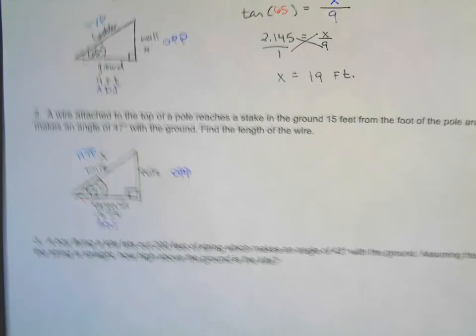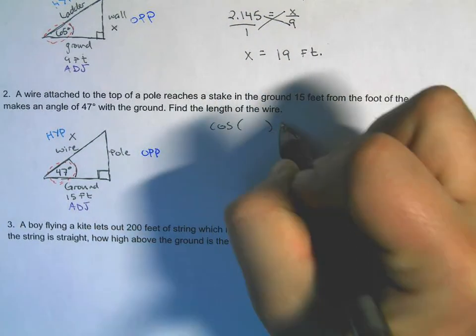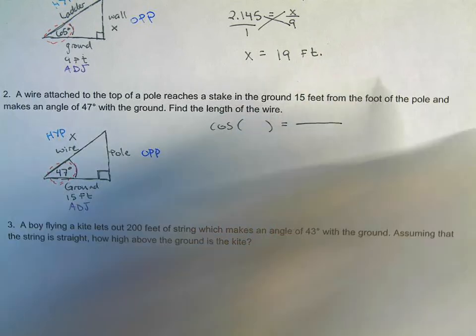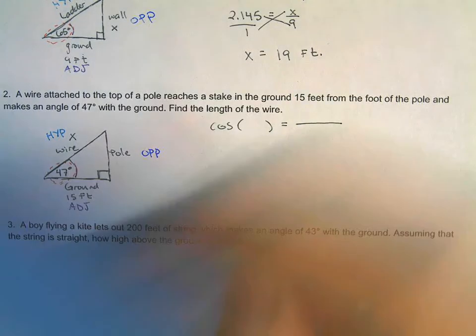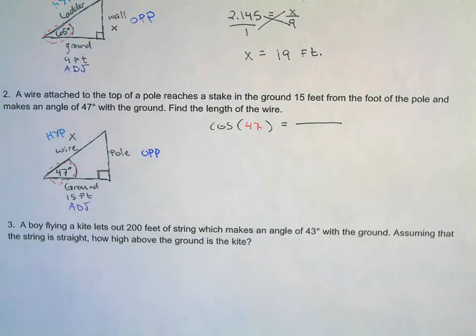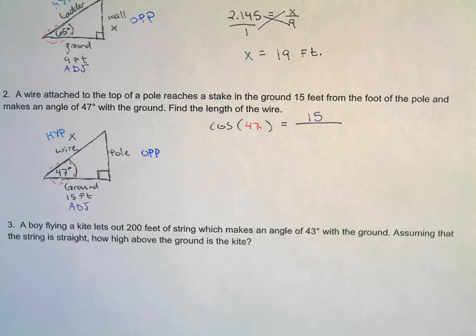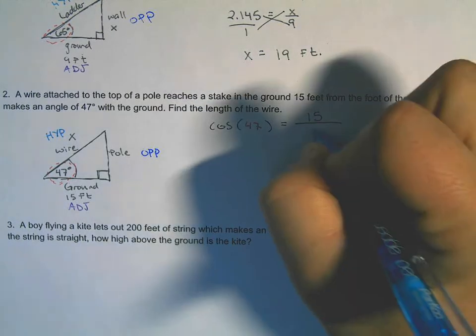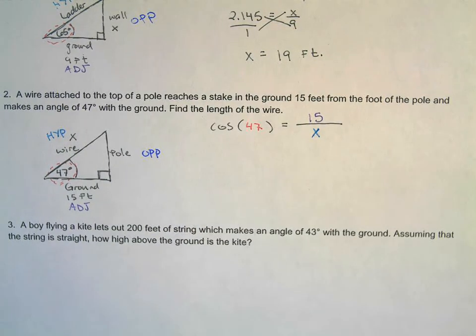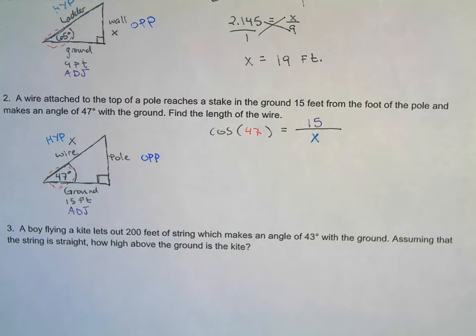So let's set up our trig equation. Cosine of my focus angle is equal to adjacent over hypotenuse. So cosine of my focus angle, 47, is equal to adjacent 15 over hypotenuse, which is x. Okay, now we have our equation set up. First two steps done. Now let's go ahead and solve.